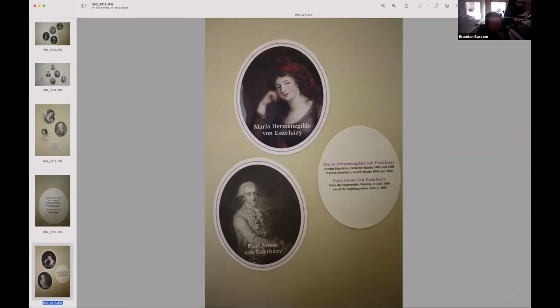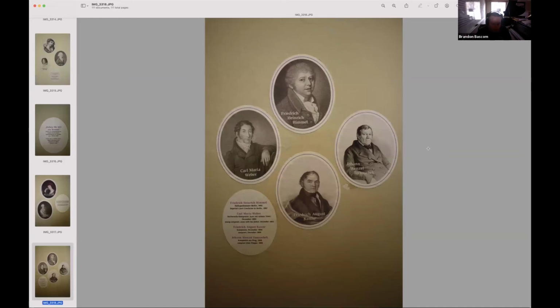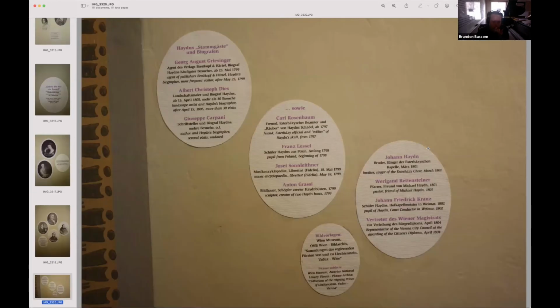The Esterhazy family came and saw him. More composers, Hummel and Weber, Tomacek. The sculptor that created two of Haydn's busts came.